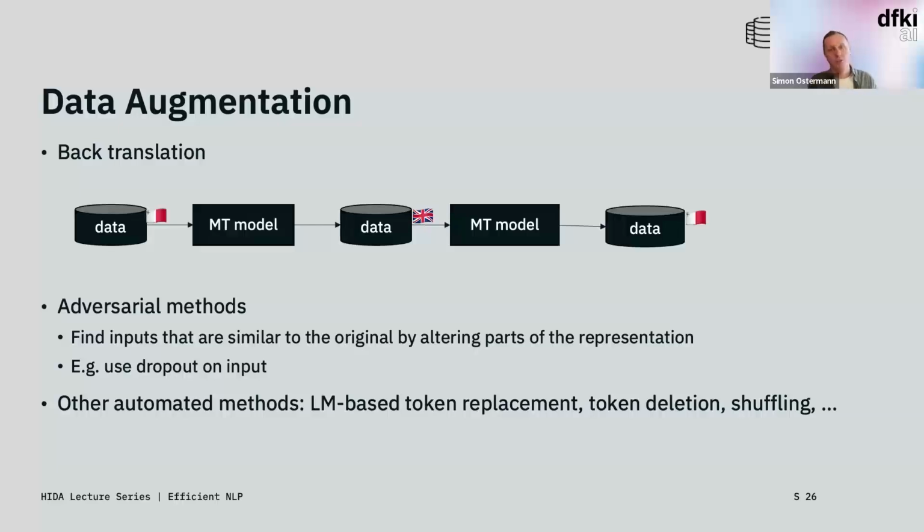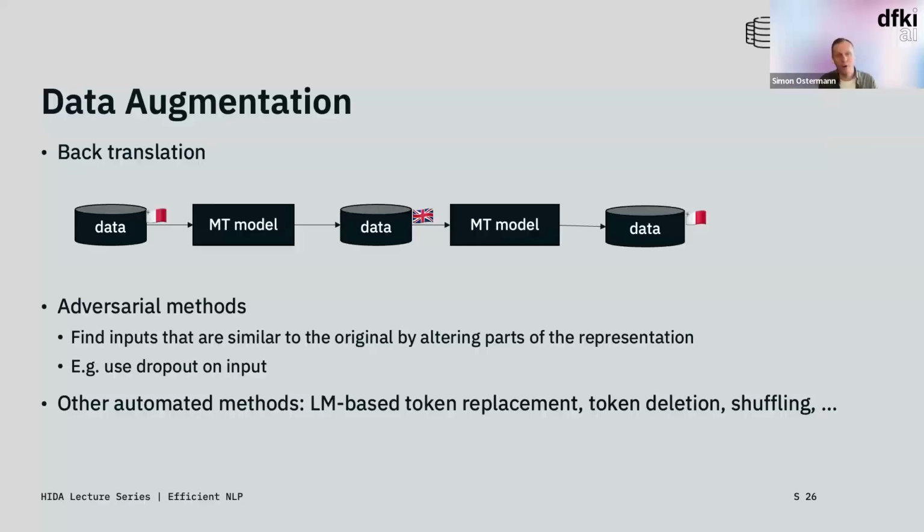So what you can do, for example, is using dropout on the input, masking out random dimensions of your input to increase model robustness. And then there's other automated methods that work surprisingly well. You have language model-based token replacement, where you take an already pre-trained language model and randomly let it replace tokens in your text, for example.